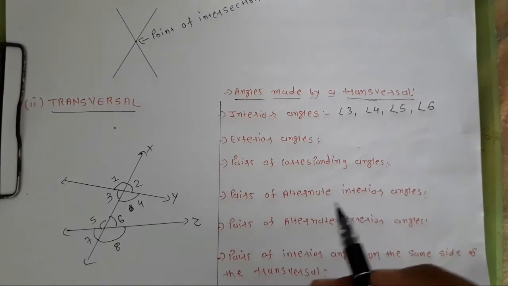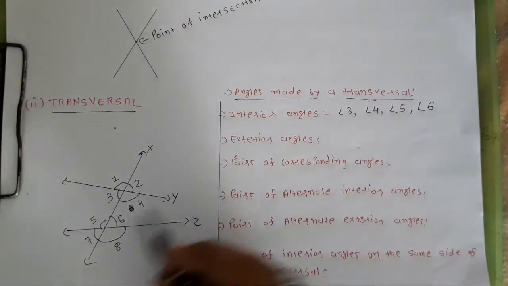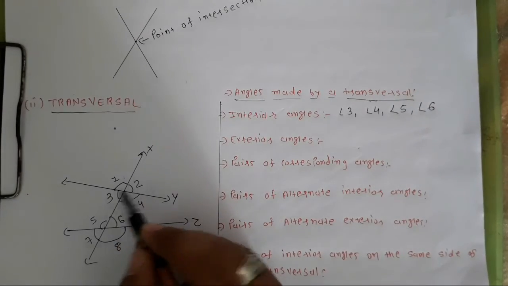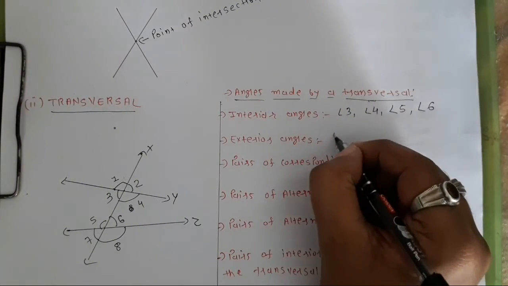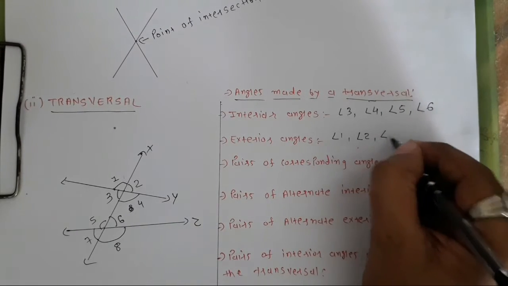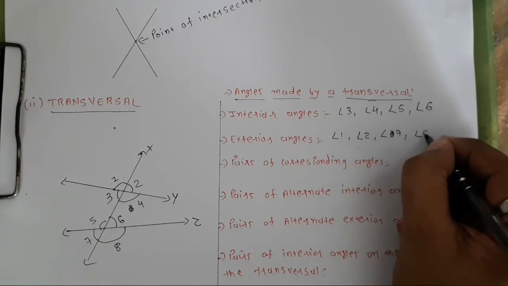Now the next one is exterior angles. Interior means angles which are inside the lines. Exterior means outside angles, outside the lines. So here I can see angle 1 and 2 outside the lines and angle 7 and 8 outside the lines. So exterior angles are angle 1, angle 2, angle 7 and angle 8.